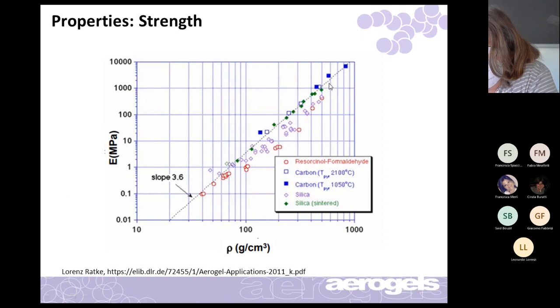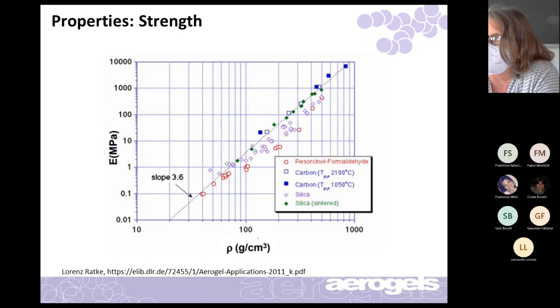Again, the takeaway of this is aerogel is fragile. The more dense they are, the stronger they are. But the more dense they are, then you also lose some interesting properties like surface area and low thermal conductivity.